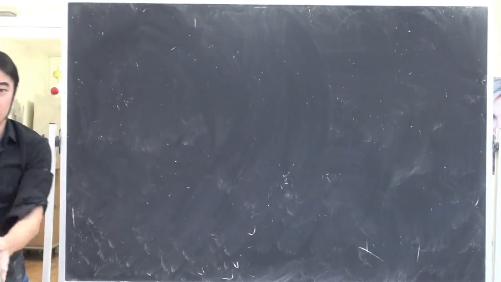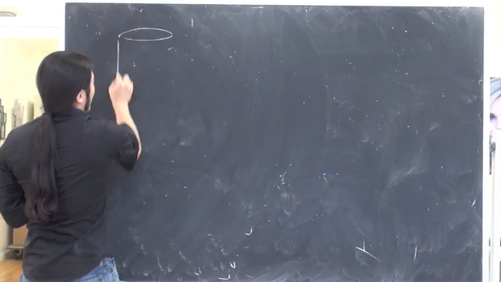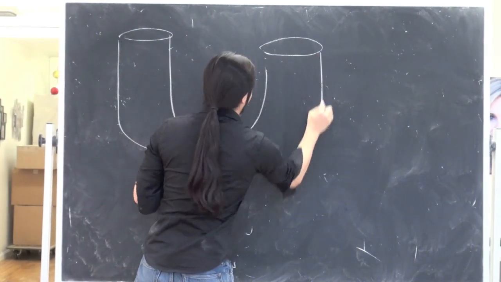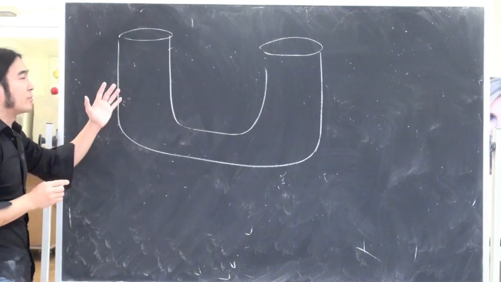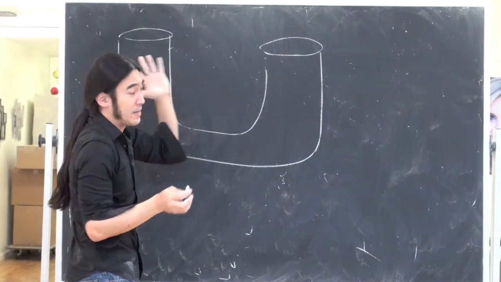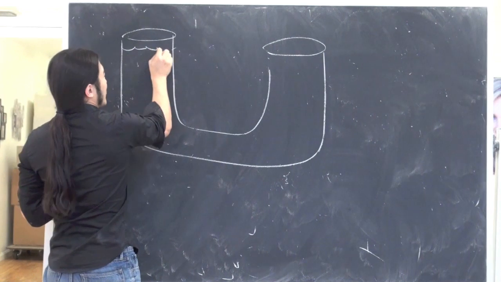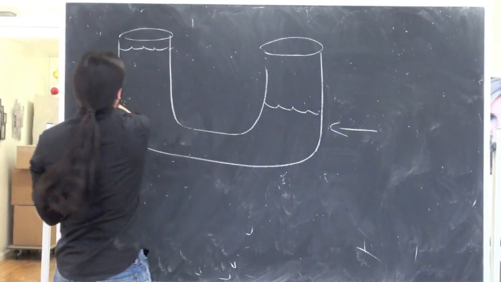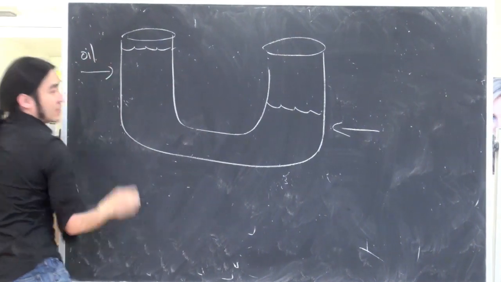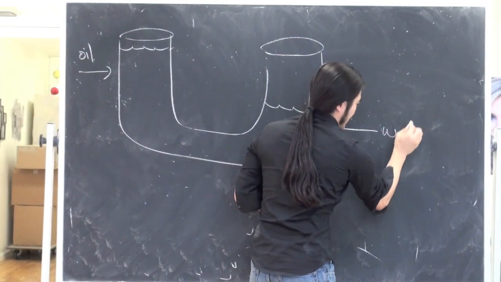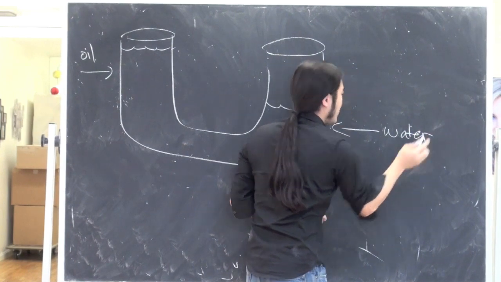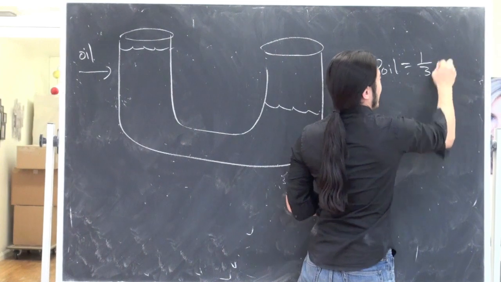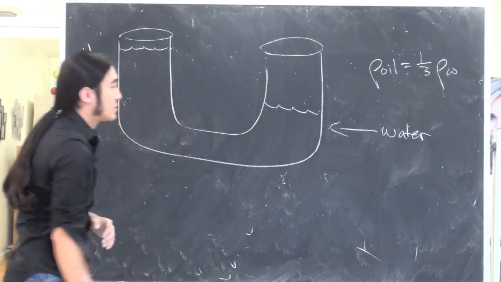Now let's try a quick problem with this. So we'll start with the mellow problem. This is supposed to be a uniform U-tube. My bad, the diameters are supposed to be the same, but it doesn't really matter. So let's say we have on this side some liquid, on this side another one. Let's say oil on this side, and water on this side. And let's say I tell you that the density of the oil is 1/3 the density of the water. Okay, so no big deal.